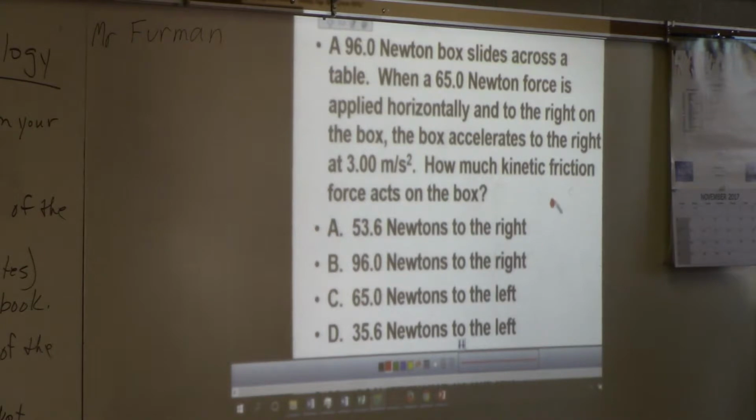So you got this box, it's sliding to the right. So we have a force to the right. And that force to the right, they tell me, is 65 newtons. Sometimes if they give me a value for a force, let's go ahead and write the value on my free body diagram. What are they asking me to calculate? Kinetic friction. So if it's sliding to the right, what direction is my frictional force going to be? Left. Yeah, it's going to be to the left.